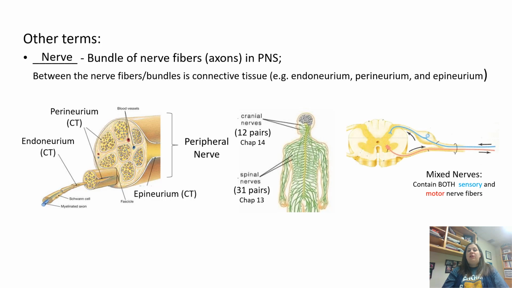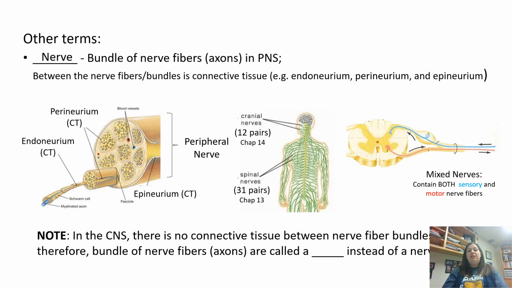When we look at these nerves, talking about cranial nerves and spinal nerves, most of them are going to be what we call mixed nerves. Mixed nerves mean that they contain both sensory and motor nerve fibers. Some that we will see in the cranial nerves are going to be sensory only or motor only, but for the most part, most of our nerves are going to be mixed.